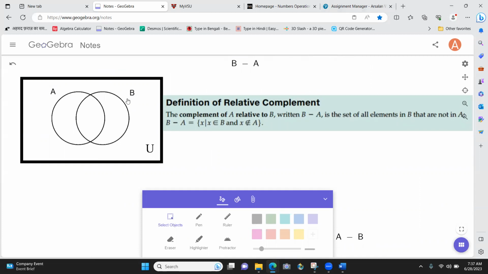B minus A would mean, conceptually, from the set B, get rid of the part that belongs to A. So you're left with this little crescent. I call it the crescent. The middle part is the football. This crescent is B minus A. So if something is in B minus A, it's in B but not in A.